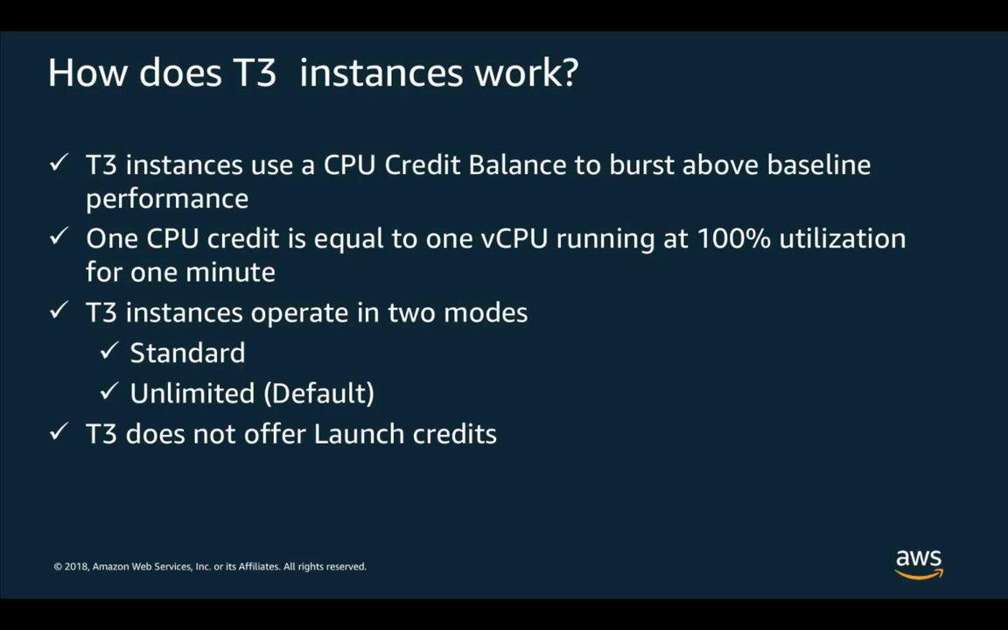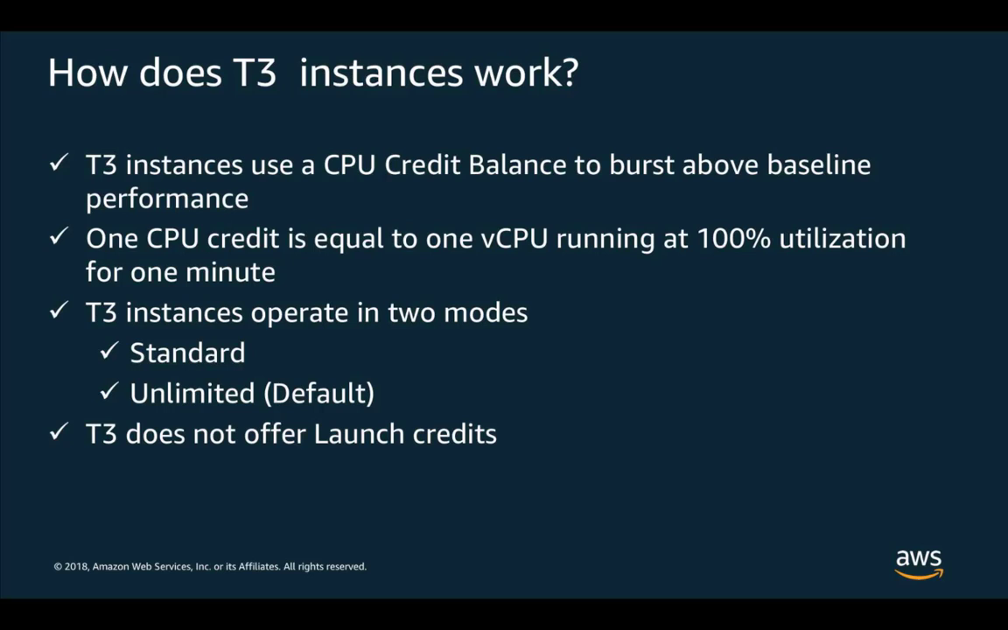Baseline performance is the CPU performance that the workload will get at the base price of an instance. When workloads run below baseline, the instance will earn CPU credits. The instance is always earning credits, but it also uses credits when consuming CPU.